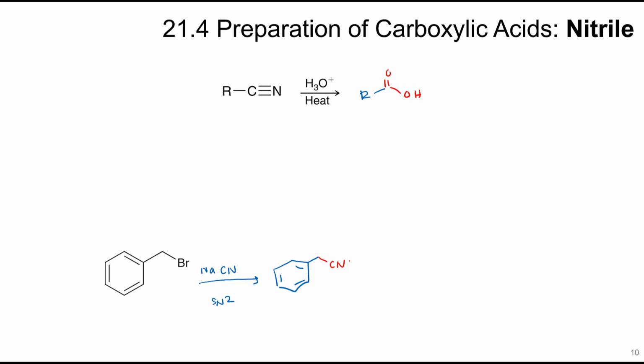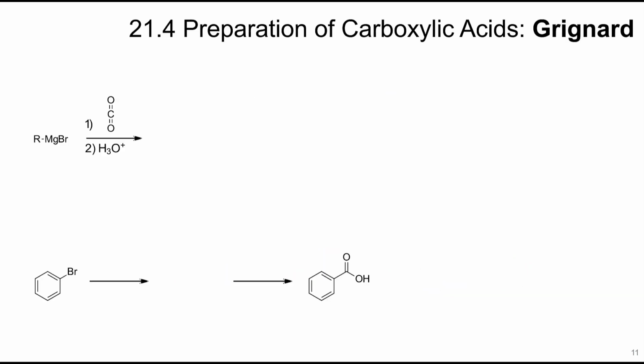This gives us the nitrile. We then add acid plus heat. So here we've added a carbon as well as made it into a carboxylic acid. Another reaction that we can do is to react a Grignard with carbon dioxide.